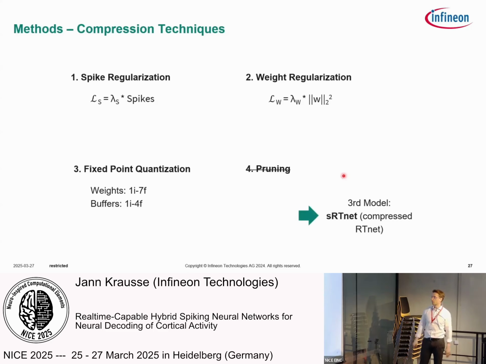Taking this, we apply all this to our real-time net, and this then yields our third model, small real-time net, which is just a compressed version of RT-net. And this then competes with the track 2 models, the co-optimization models.